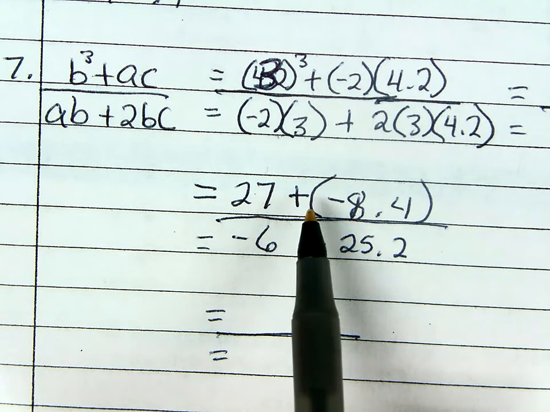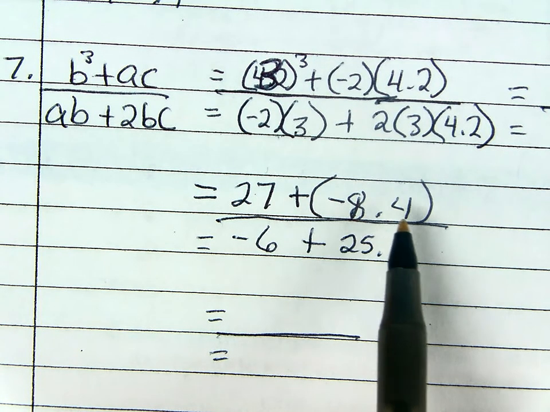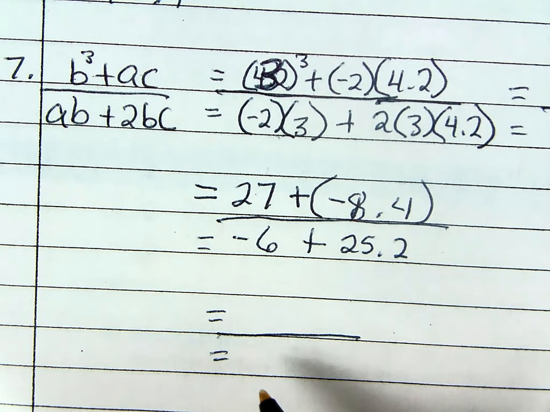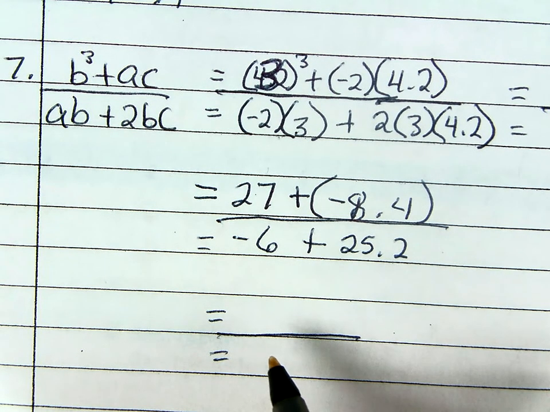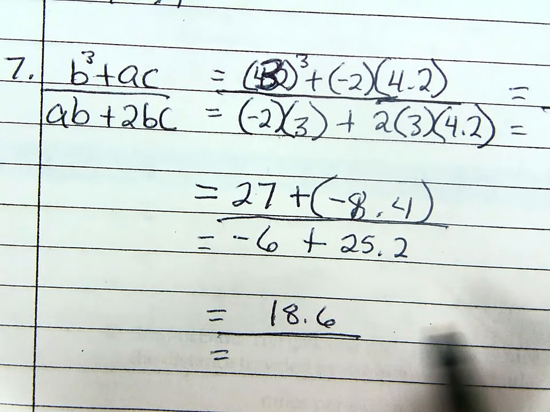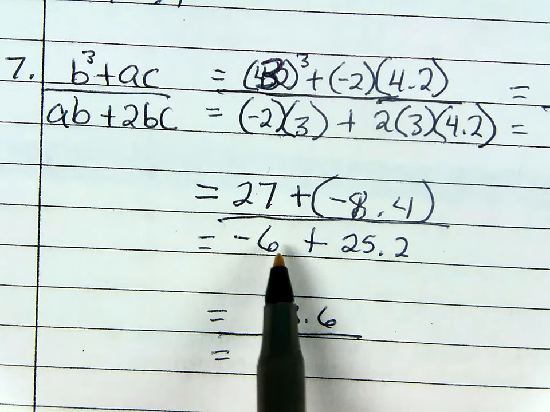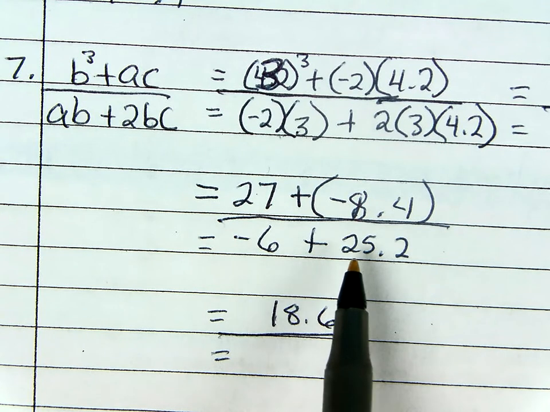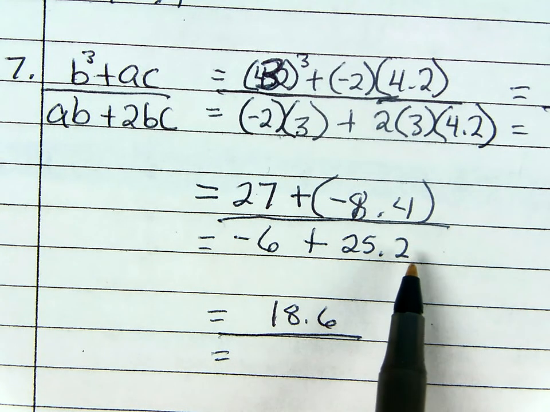27 minus 8.4, I believe that's 18.6. Negative 6 plus 25.2, 19.2.